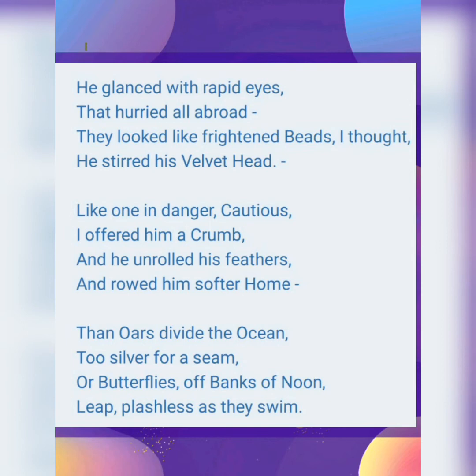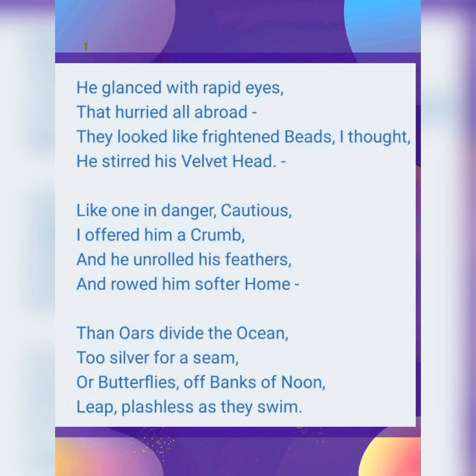He began to fly. Then oars divide the ocean, two silver for a seam. It looks like the bird flying in the sky. Looks like the oars. Oars means in the boat we are using oars for sailing, that divide the ocean to silver of a seam, which means the sea water looks like silver.